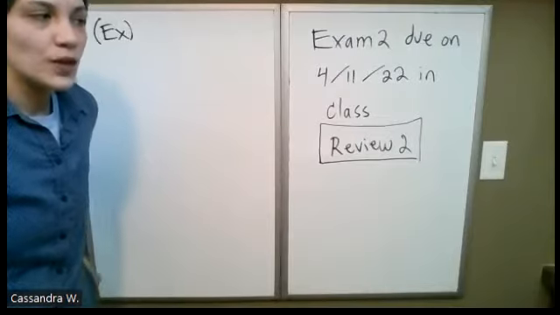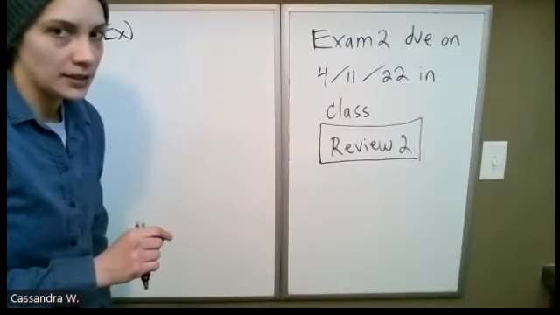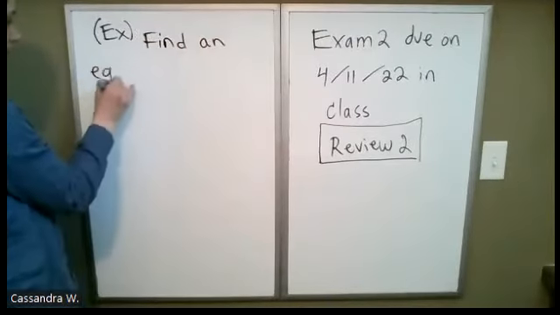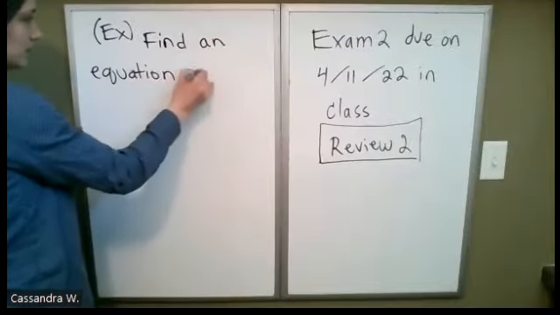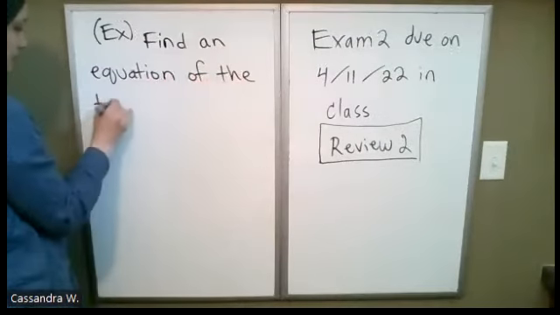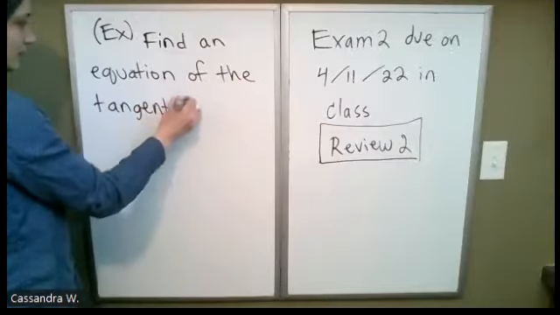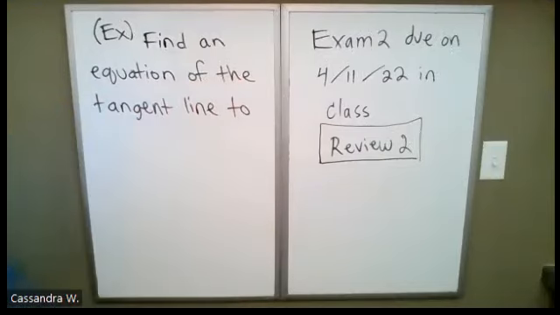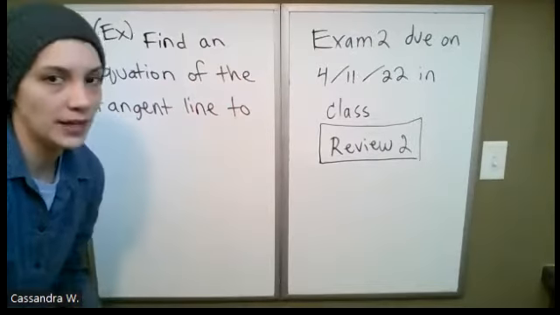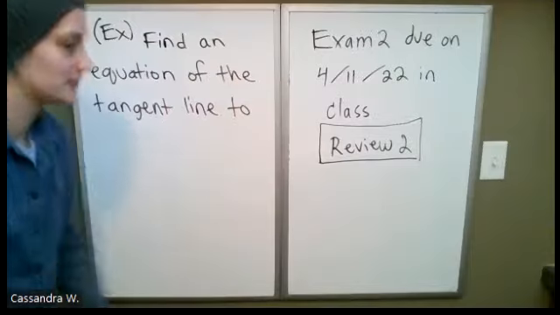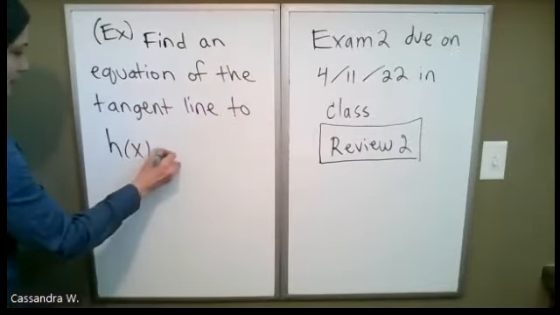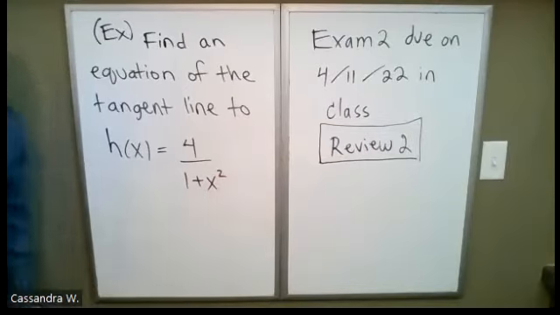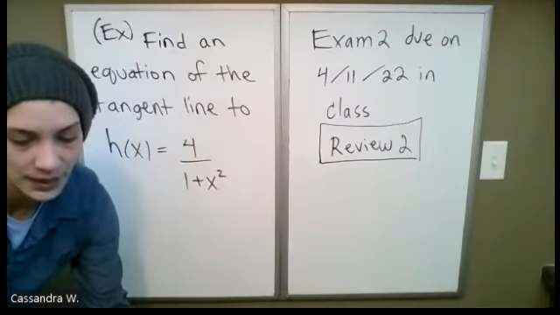So find an equation of the tangent line to the function h of x being 4 over 1 plus x squared, at the point -1, 2.